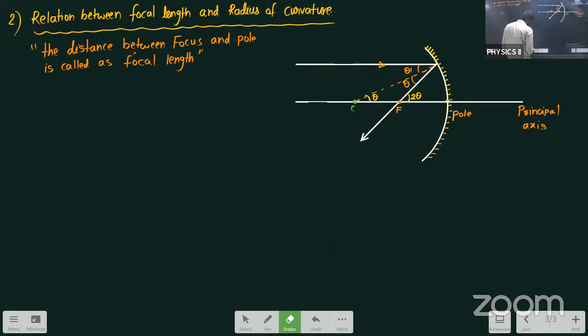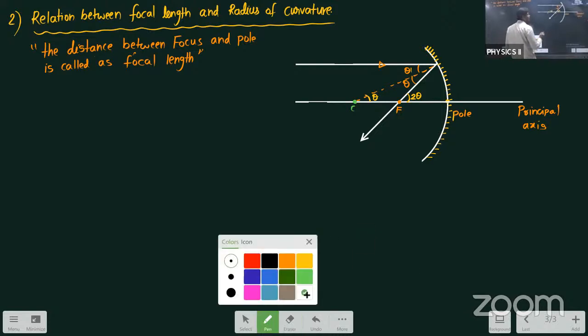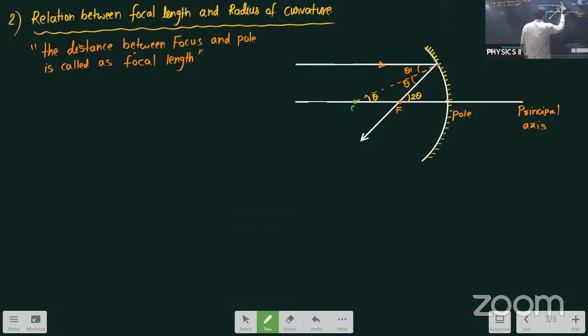Now see here carefully. For the mathematical calculation, we are drawing one perpendicular here. Let me write this as point A, this as point B, this as point P. What is the distance between focus and pole? The distance between focus and pole is F. What is the distance between center of curvature and pole? This distance is called the radius of curvature. I hope you are getting this.